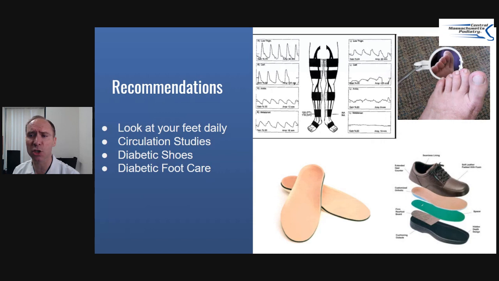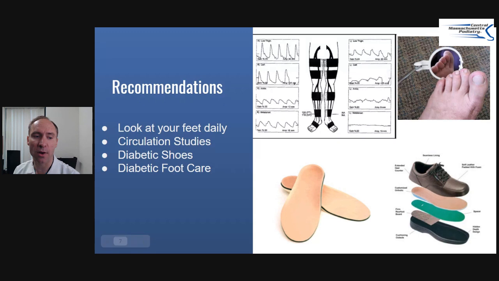The most important thing is look at your foot every day. If you can't see it, you can take a mirror, you can use a phone, an iPad and record it looking at the bottom, or have someone look at it for you. That's real important. Circulation studies, I recommend these circulation studies if you have diabetes over the age of 50, or if you're not diabetic, a little bit older, over the age of 70.